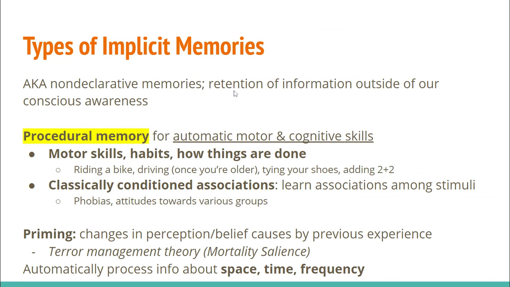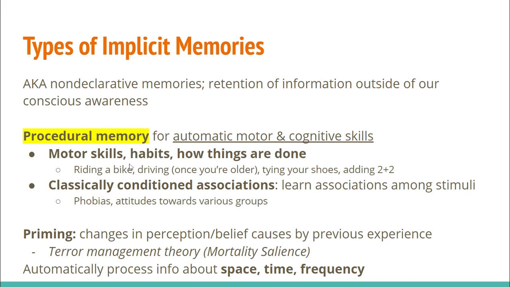Implicit memories, these are known as non-declarative memories. We retain information outside of our consciousness. These are a little more interesting. So these are things like procedures that we know how to do. Things like riding a bike, driving, right? I don't consciously think I need to turn the wheel 90 degrees to the right. I don't need to think about turning my blinker on anymore. I've been driving for 14 years. I know how to do that. Tying your shoes. You don't think through the process. You just do it. It's automatic.